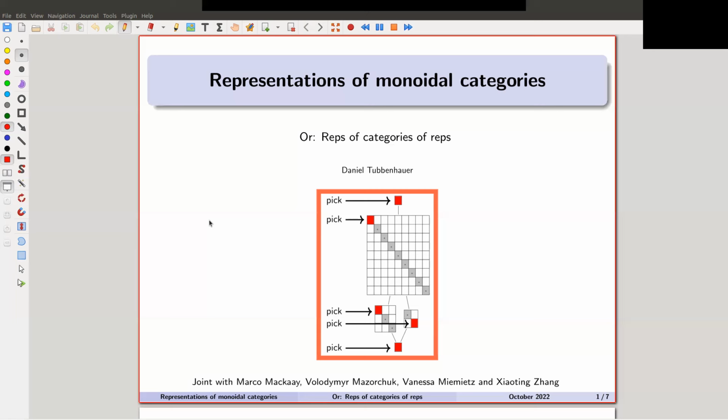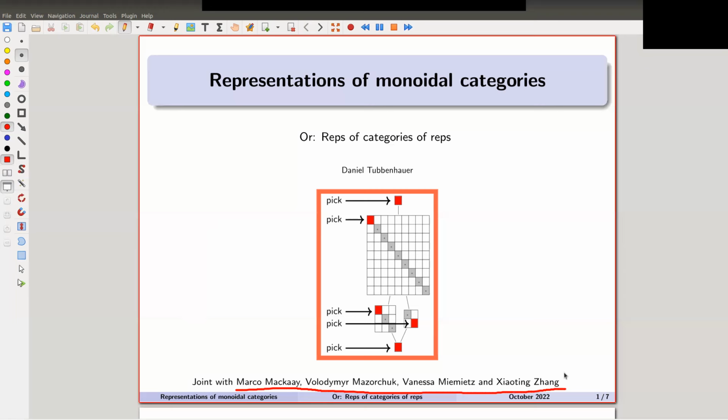So I have kind of a project in mind that I would like to discuss. It's really more like a project than one particular paper, and it's joint work, mostly in progress, with quite a few people that are listed here. Hopefully my screen writing is visible.